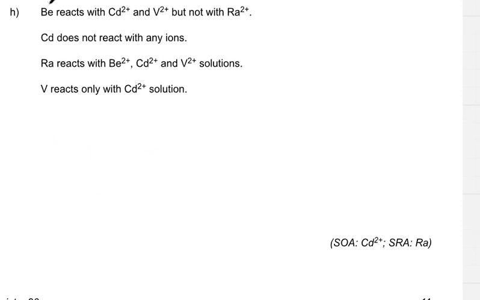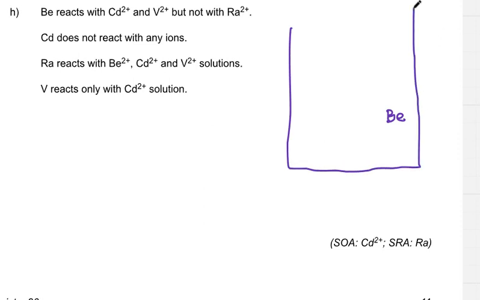Beryllium metal is some kind of reducing agent. But how strong is it? It reacts with cadmium and vanadium, but not with radium. What would it look like? Imagine this is the page in our data book.